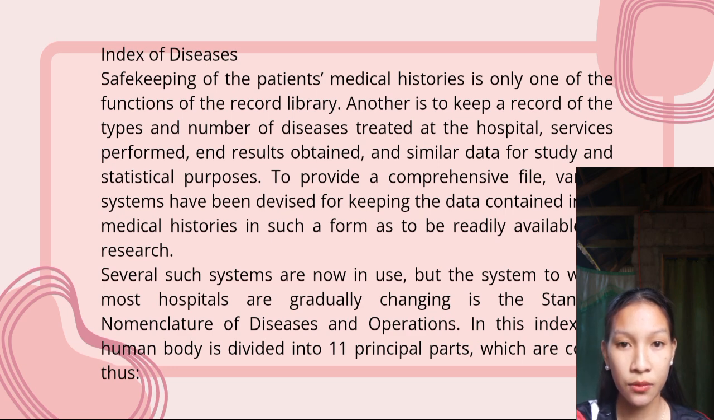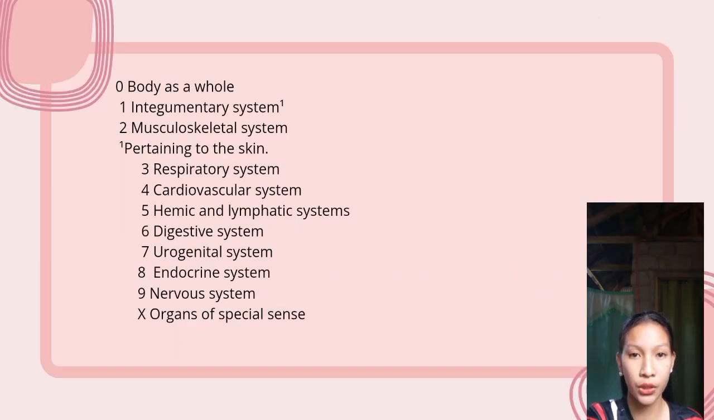In this index, the human body is divided into 11 principal parts, which are coded as: 0, body as a whole; 1, integumentary system; 2, musculoskeletal system; 3, respiratory system; 4, cardiovascular system; 5, hemic and lymphatic system; 6, digestive system; 7, urogenital system; 8, endocrine system; 9, nervous system; X, organs of special sense.